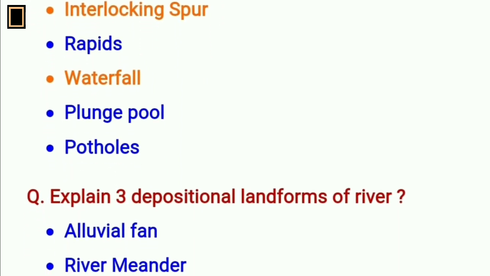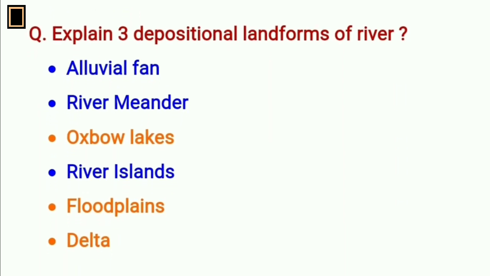Next, come to the second important question of river, that is: explain 3 depositional landforms of river. Points for the question are alluvial fan, river meander, oxbow lakes, river islands, floodplains, and delta. Among them, the most important are oxbow lakes, floodplains, and delta. These are the major landforms formed in the middle and lower course of the river. You need to mention the process by which these landforms are formed and the features as well. Diagrams should be given to improve marks.